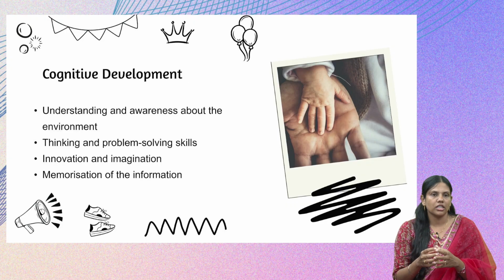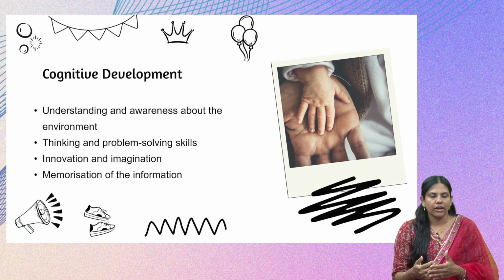And the curiosity part, if you observe, small children will be asking more questions and they are curious about the environment around them. They try to observe, they try to imitate adults. All this comes under the cognitive development.